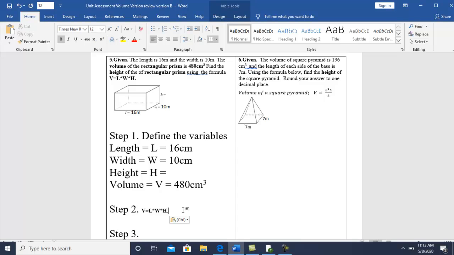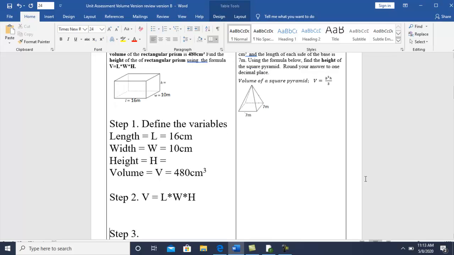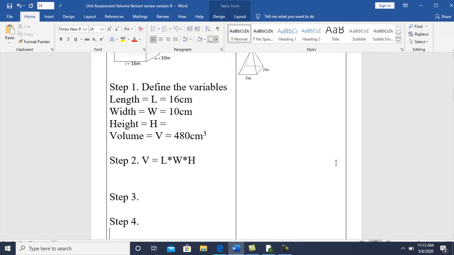Okay, so the next thing we're going to have to do in step 2 is use the formula V equals length times width times height. Now, we have to take the information that they gave us. What did they give us? Well, they gave us the length and they gave us the width and they gave us the volume. So we can put those three values in. So we could say 480 has got to equal 16 times 10 times the height.